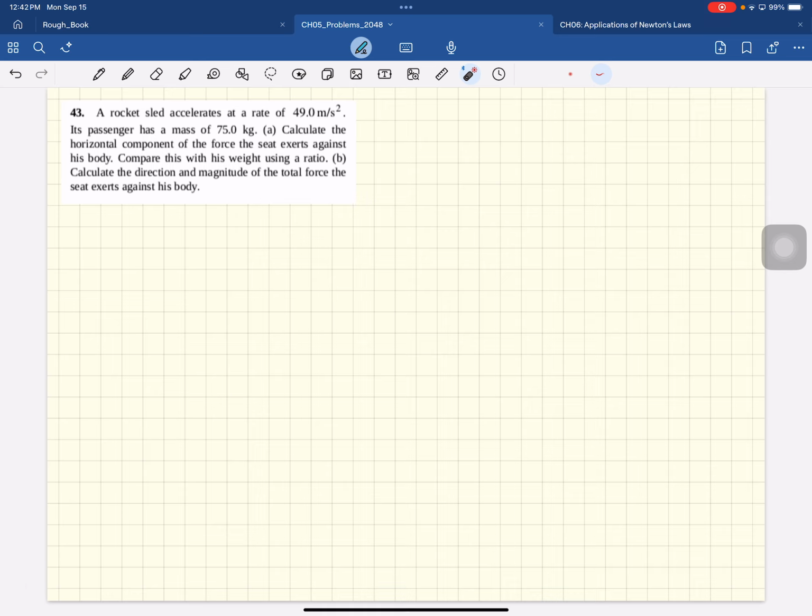All right, so this problem says a rocket sled accelerates at a rate of 49 meters per second squared. So you see this is 49 meters per second squared, that is 5 g's. So if you were sitting on this rocket, the force that was pushing you would be 5 times your body weight. You would stick to that seat.